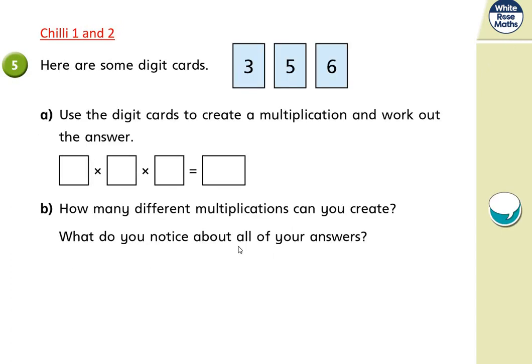Question 5 is suitable for chili 1 and 2. Here are some digit cards, 3, 5 and 6. Use the digit cards to create a multiplication and work out the answer. Then it says, how many different multiplications can you create? What do you notice about all of your answers? Have a go and then move on when you're ready.